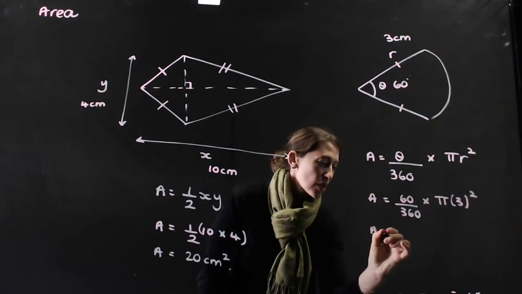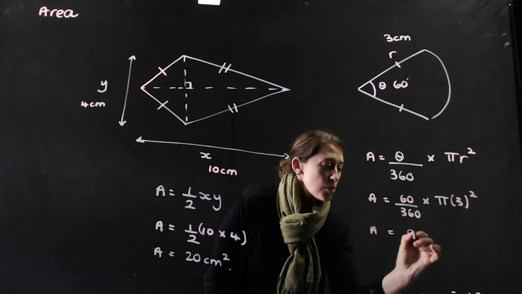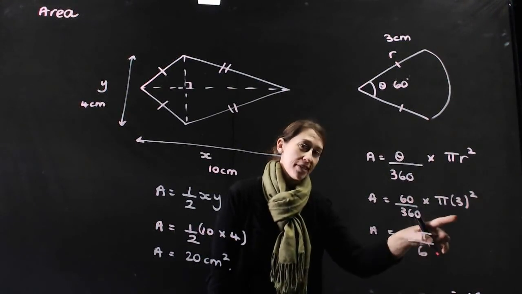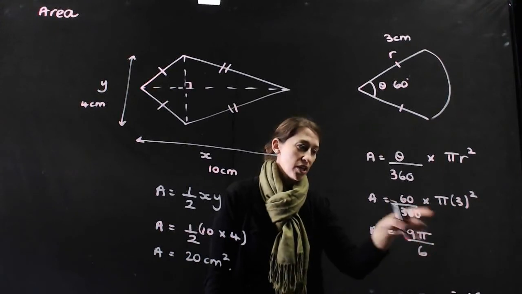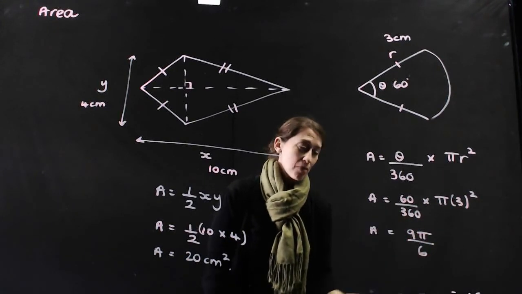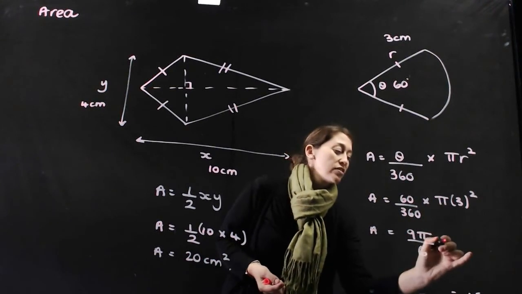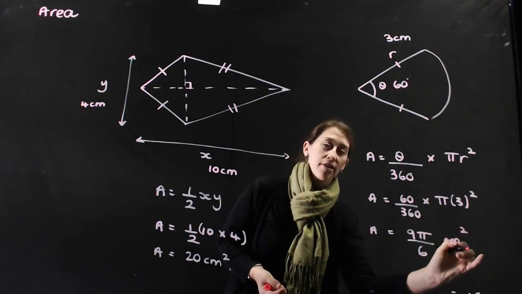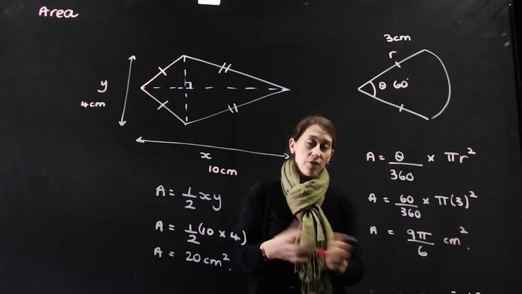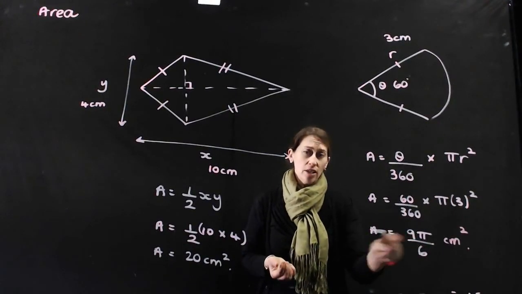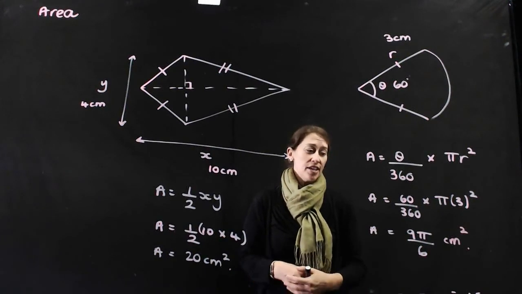1/6 of 9 pi looks like that, because 3 squared is 9, 9 times pi is 9 pi, and I'm obviously timesing the whole thing by a 6, which is the same as dividing by 6. And I'm dealing with centimetres squared because it's an area. And that's written in exact form. If you needed to work that out, all you do is type in 9 times pi on your calculator and divide the answer by 6.